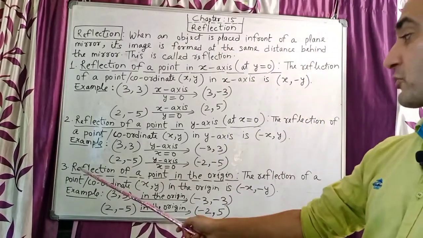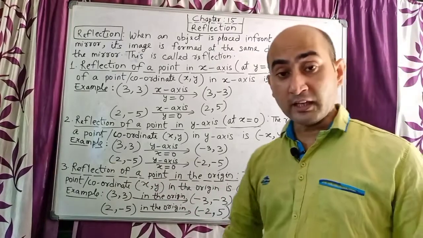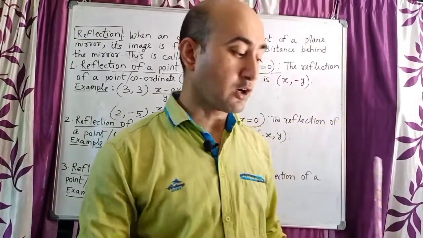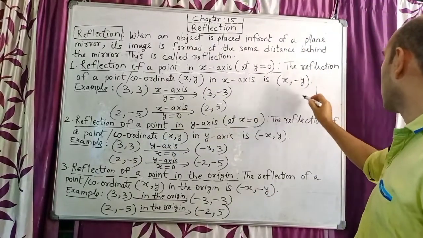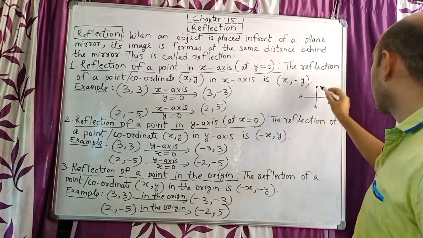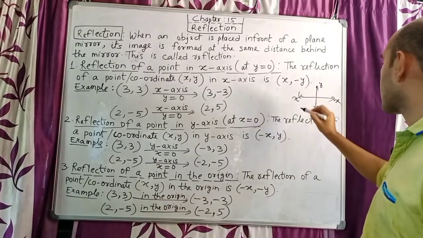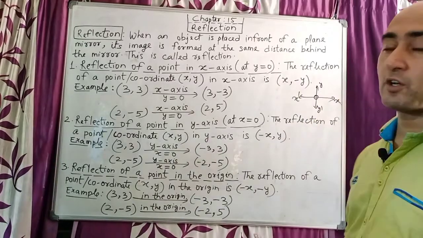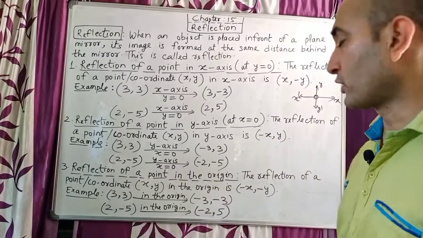Let us come to the third formula, reflection of a point in the origin. The origin means the center of the x axis and y axis. Suppose I have a graph, this is x, this is y, y dash, this is x dash. So this middle point is called origin. Reflection in the origin means the reflection is taking place in the origin.